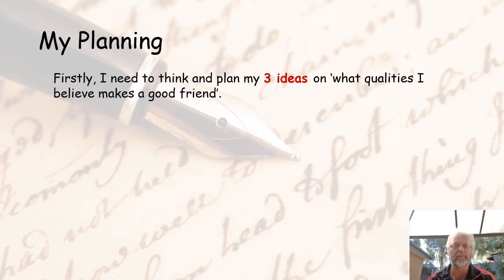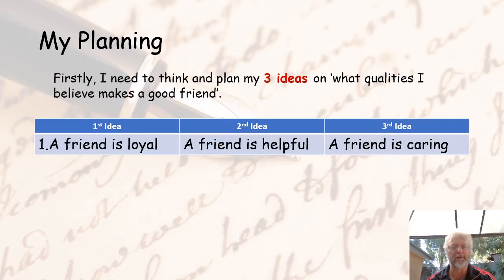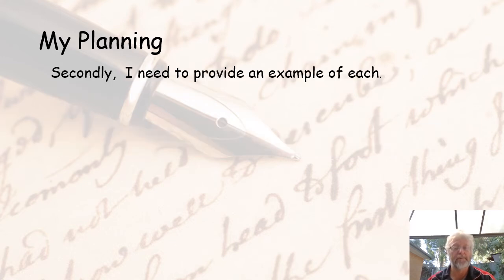Let's continue with the planning. Firstly, I need to think and plan my 3 ideas. What qualities I believe make a good friend. So these are my 3 ideas. A friend is loyal, a friend is helpful, and a friend is caring. Secondly, I need to provide an example of each.